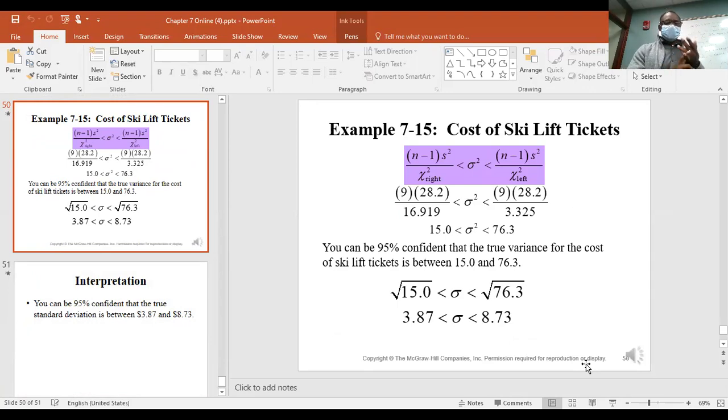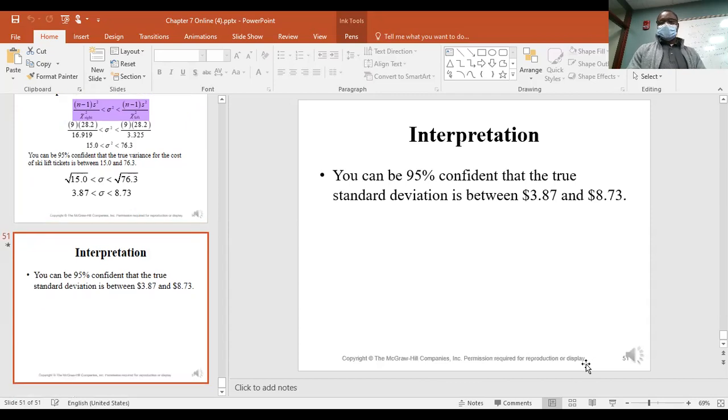So the practice is first how to find chi-square left and chi-square right. You have homework to practice that. Then fit it into this formula. So this is the end of chapter 7, and maybe the end of my laptop. This is the end of chapter 7.